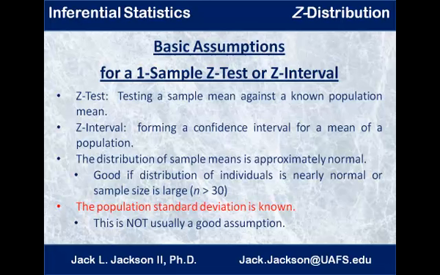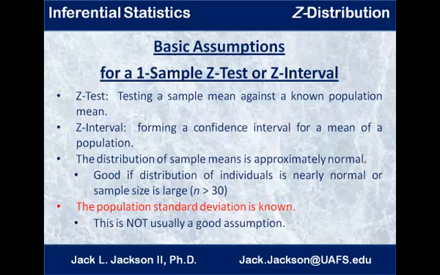What were they for the z-test and the z-interval? Well, remember what we're basically doing. In a z-test, we're testing a sample mean against a known population mean. For a z-interval, we're forming a confidence interval for the mean of a population, and you're doing that from looking at the mean of a sample. Of course, the sample size comes into play there as well.